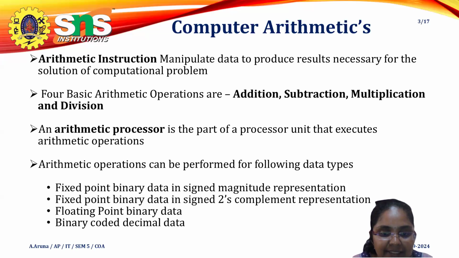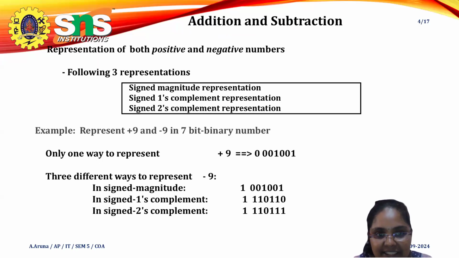Next, we're going to see what addition and subtraction are. We can consider this in two representations: one is signed, another is unsigned. Signed means it will have a positive number as well as a negative number. In this case, how can we represent our number? It can be represented in three ways: signed magnitude representation, signed 1's complement and signed 2's complement.